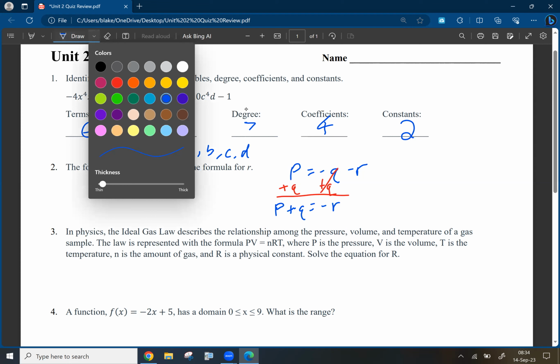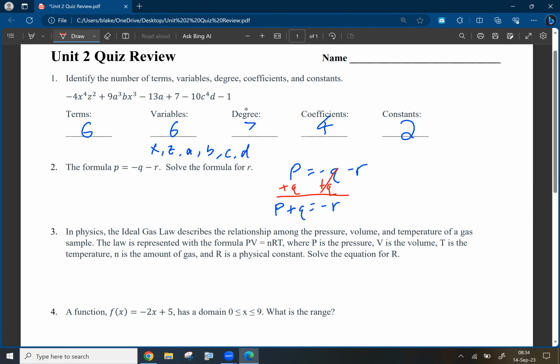Since it's a -R, remember that it is like a -1R, so we're going to have to divide all of these terms by -1. That gets the R by itself. It'll be positive since the negatives cancel. P divided by -1 would be -P, and same thing with Q: Q divided by -1 would be -Q. So R equals -P minus Q. That'll be our answer for R.